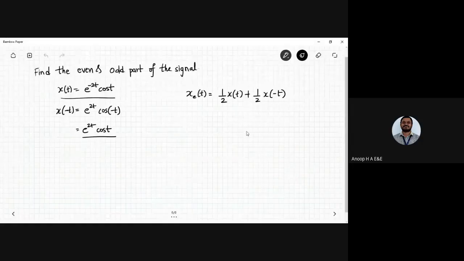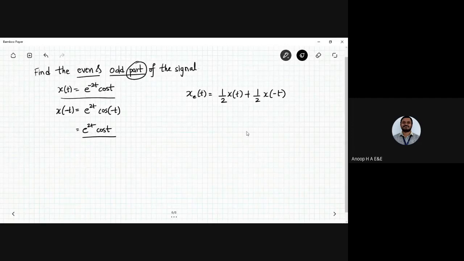Today we are going to solve some more problems on module 1, that is signals and systems fundamentals, and we are going to solve problems on the even component and odd component of a signal. Let me start with the numerical problems. The first problem is where you have to find out the even component and the odd component.